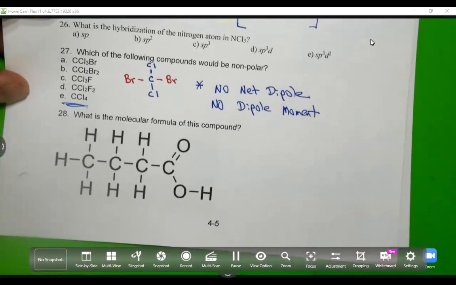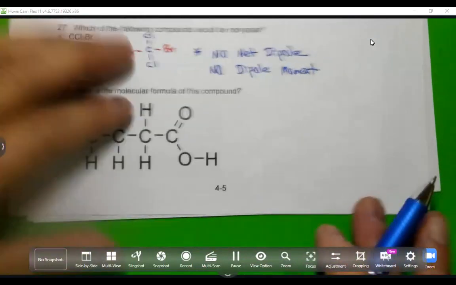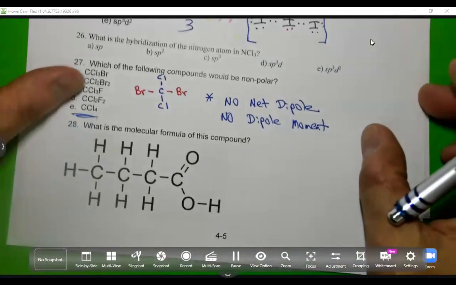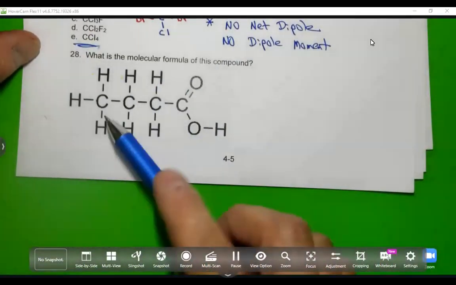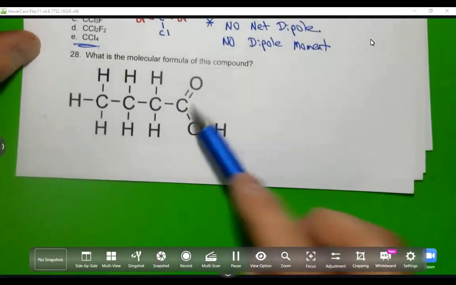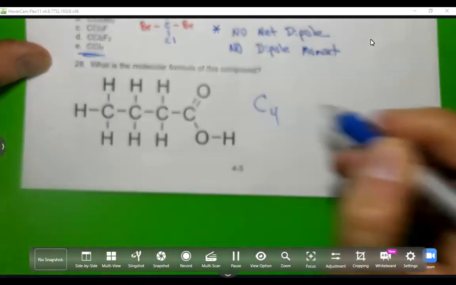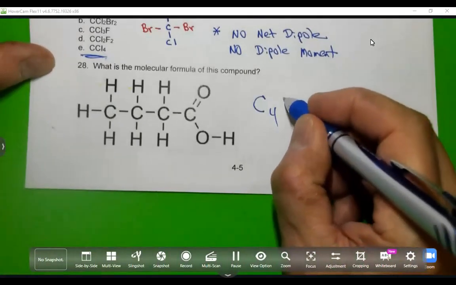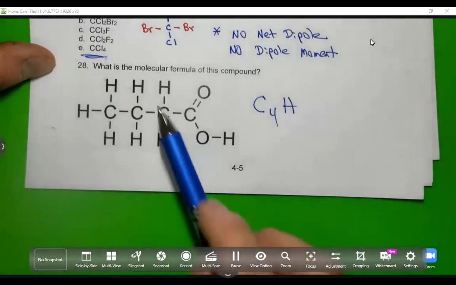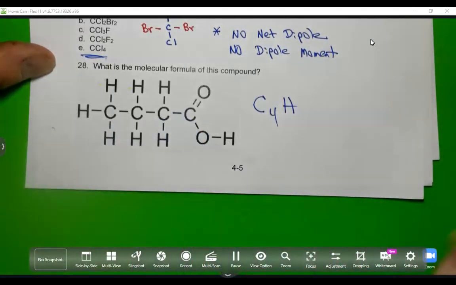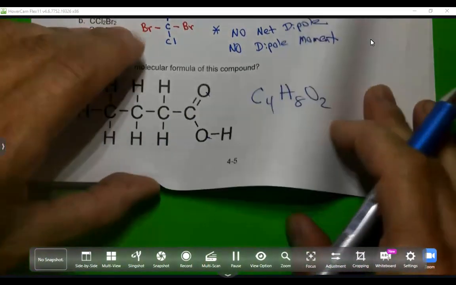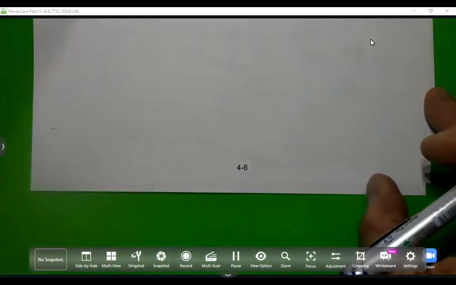Okay, 28, what's the molecular formula? What are we looking at here? How many carbons do I have? 1, 2, 3, 4 carbons, right? 4 carbons. How many hydrogens? 3, 4, 5, 6, 7, 8. Looks like 8. How many oxygens? Like 2, huh? That's something that looks like that.